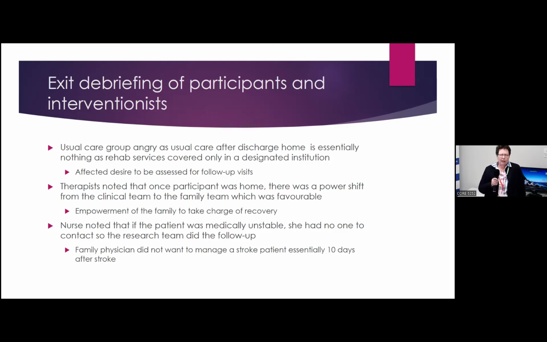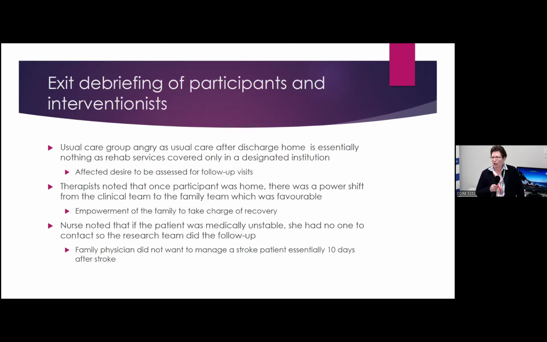And this is because rehab services are really only covered in a designated institution, and that group eventually went home without services or very sad services. This affected their desire to be assessed for follow-up visits. Why should I come back and do your complicated thing when you gave me nothing?